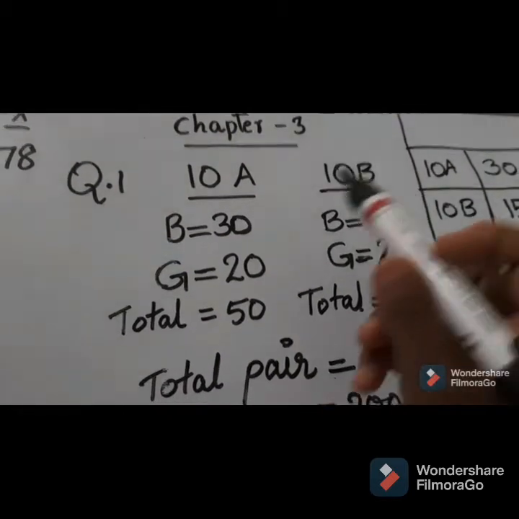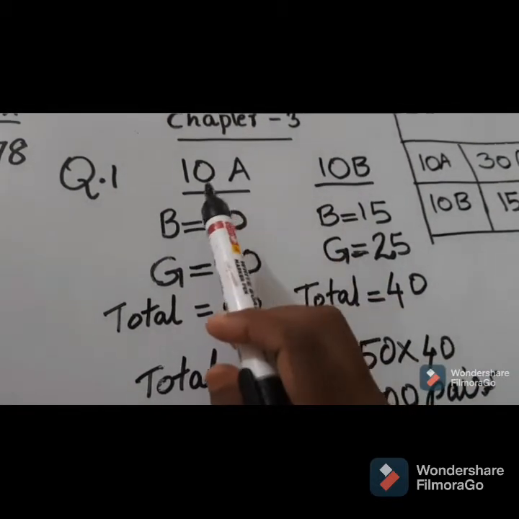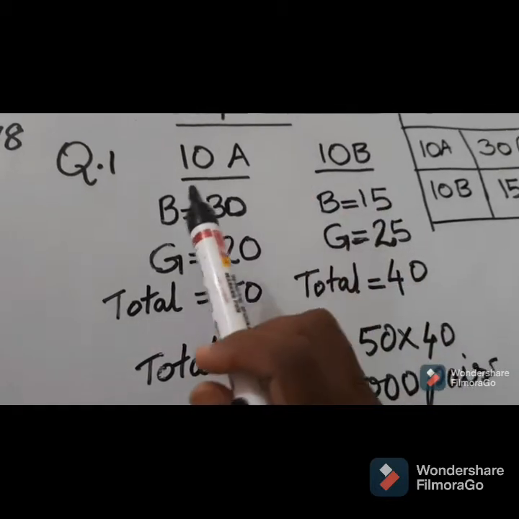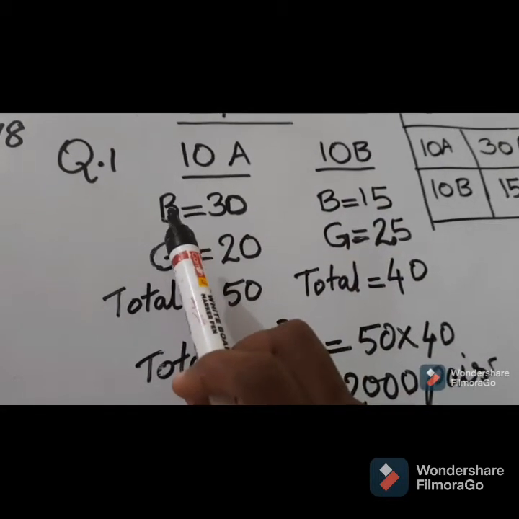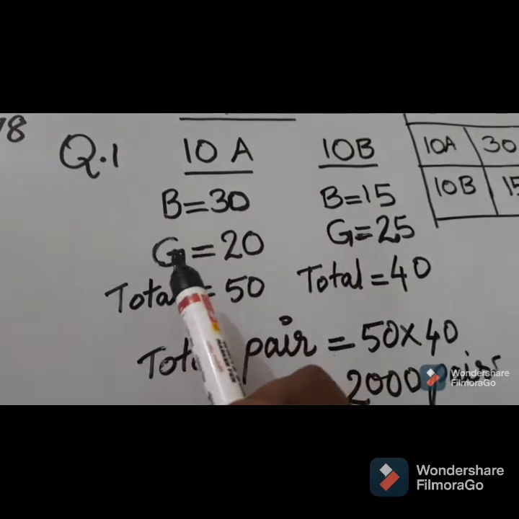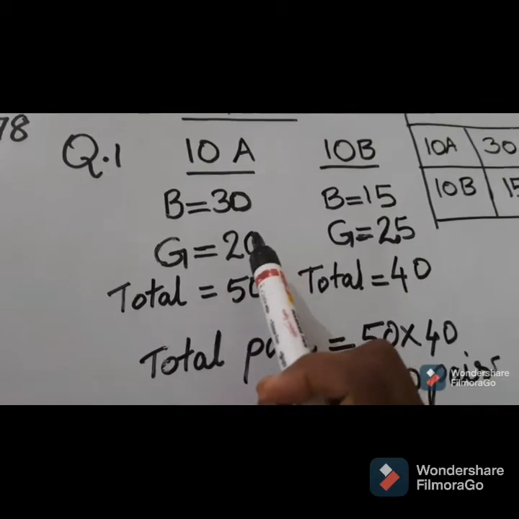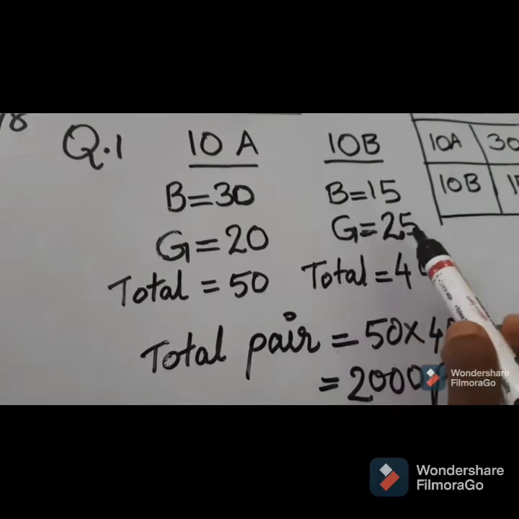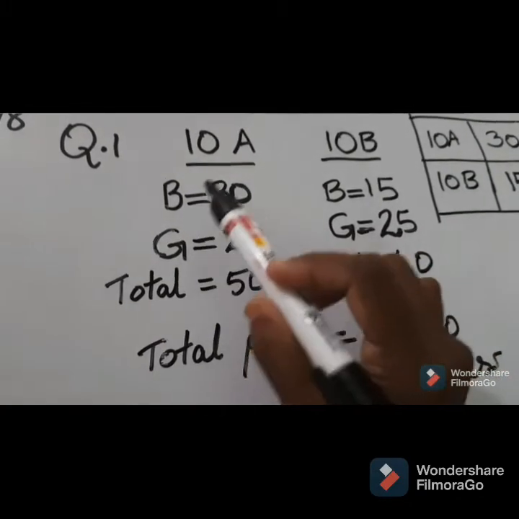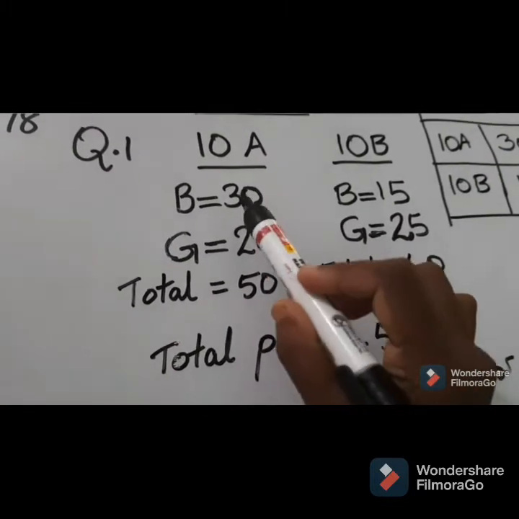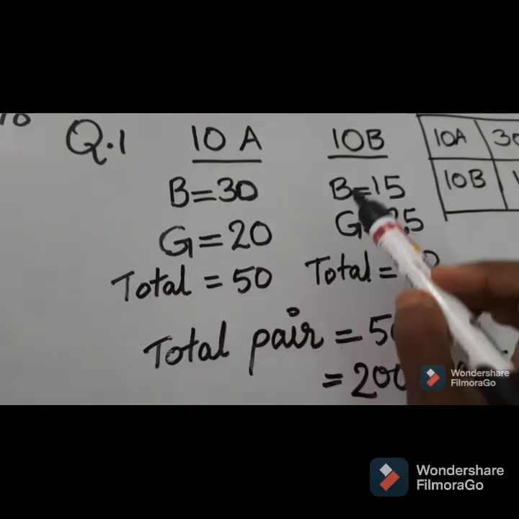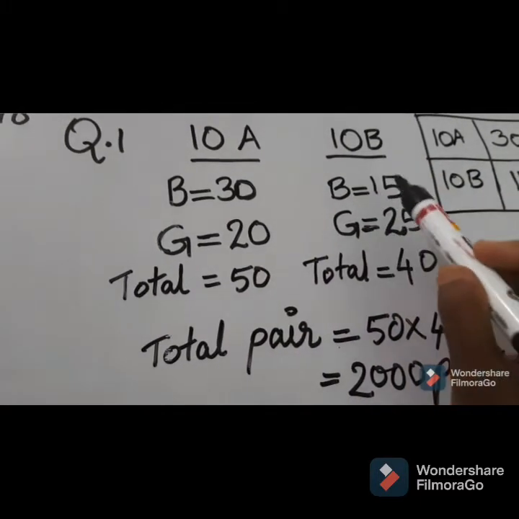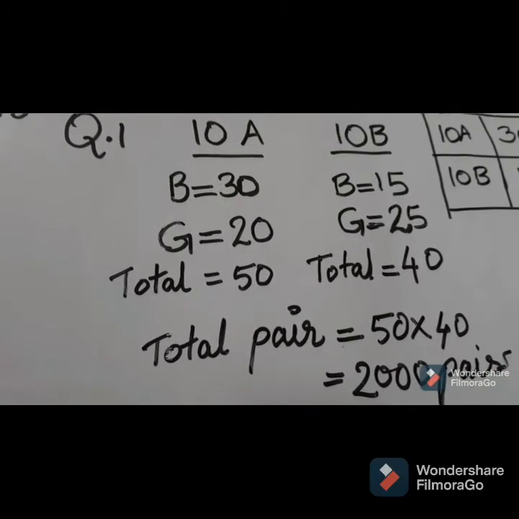So here they are given two classes, 10A and 10B. In 10A, boys 30, girls 20. In 10B, boys 15, girls 25. So total students 20 plus 30, that is 50. In 10B, total students 40.